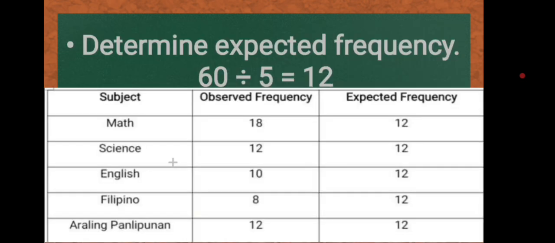Third step, to determine the expected frequency, we divide the total frequency by the number of categories. The total frequency is equal to 60 and the number of categories is equal to 5. So we divide 60 by 5 equals 12. Therefore, the expected frequency for each category is 12.